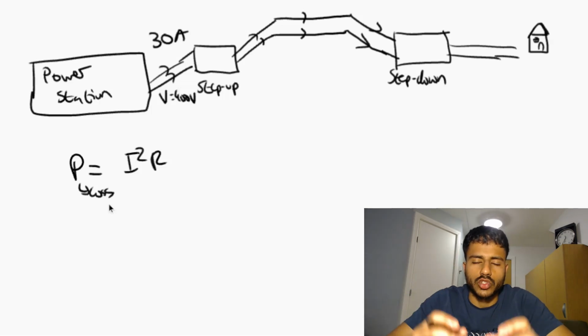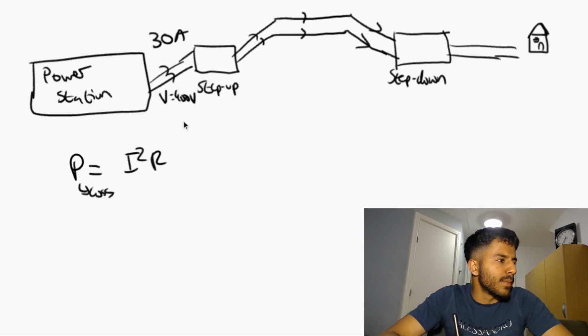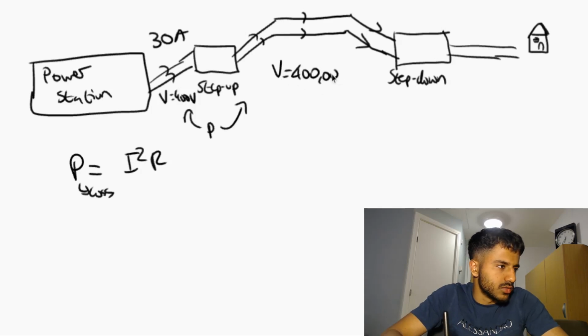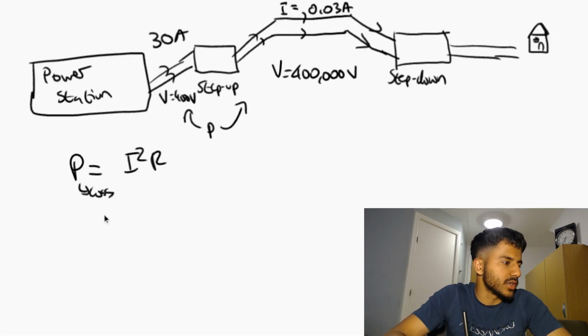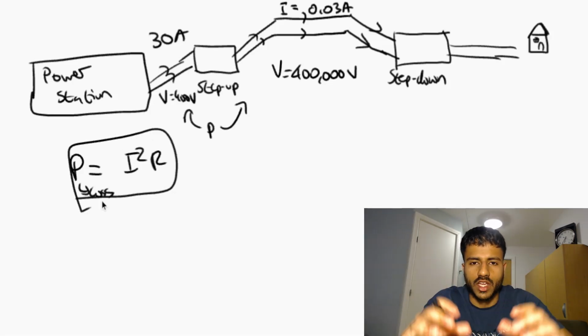So if we want to reduce power loss, we want to transfer electricity at a lower current. Now, given that power or energy is conserved in transformers, the power before the transformer is equal to the power after. So if we use a step up transformer, and let's say we can increase the voltage from 400 volts to 400,000 volts, what that means is that the current is going to decrease to 0.03 amps. And because we've decreased the current, we've therefore massively decreased the power loss in the electricity lines.